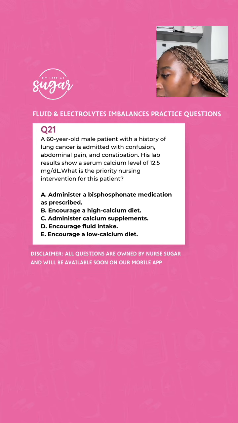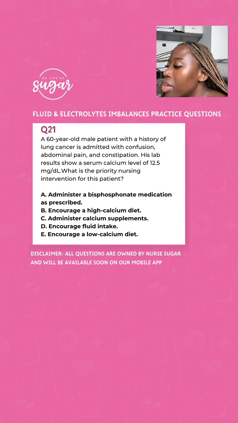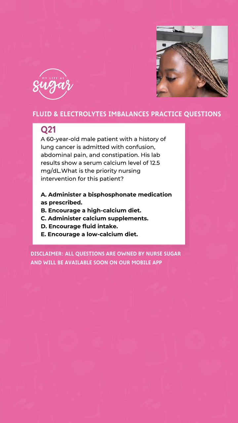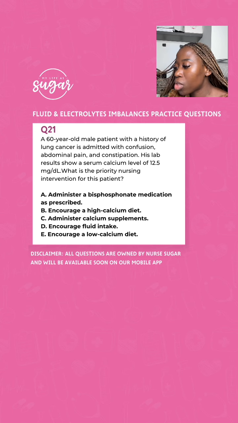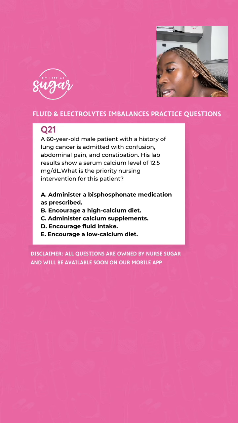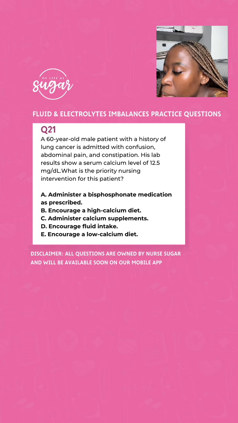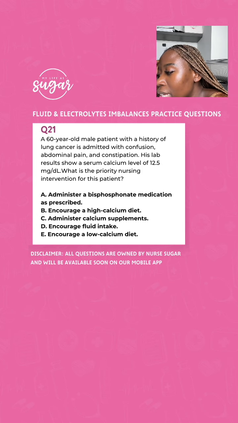Question 21. A 60-year-old male patient with a history of lung cancer, right? They're admitted with confusion, abdominal pain, and constipation. Lab results show a calcium of 12.5. What is your priority nursing intervention for this patient? Okay. A, administer a bisphosphonate medication. B, encourage a high calcium diet. C, administer a calcium supplement. D, encourage fluid intake.